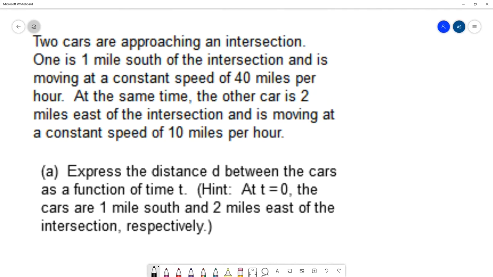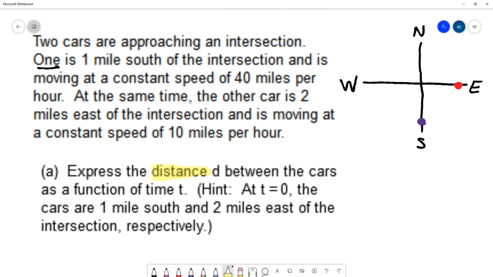So we're going to draw a picture to represent that intersection. Here are the two roads crossing each other. And we're going to label the north of the intersection, east of the intersection, south of the intersection, and west of the intersection. And so one car is going to be a mile south. Let's use it here. So there's one car. And another car is 2 miles east of the intersection. And we want to express the distance between these cars.